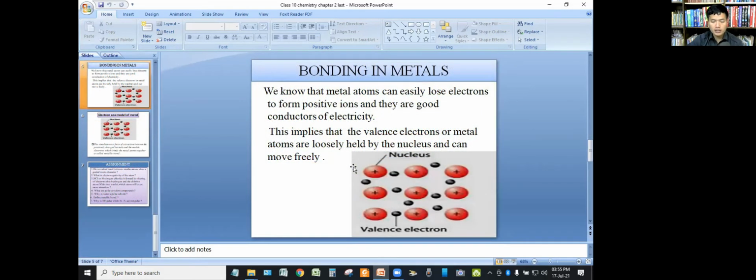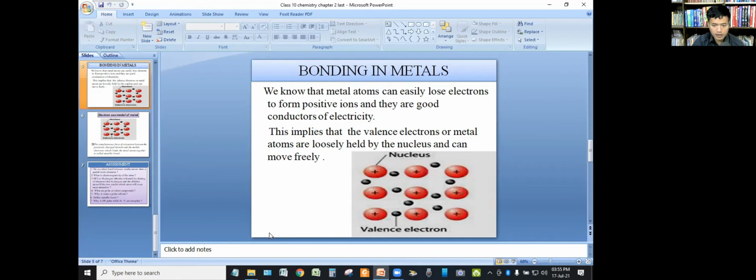Now let us see bonding in metals. We know that metal atoms can easily lose electrons to form positive ions, and they are good conductors of electricity. We know that in metal bonding, metal atoms lose electrons in order to be stable. From the previous chapter also, we know that most metals lose electrons in order to be stable, and non-metals gain electrons in order to be stable. And we also know that metals are good conductors of electricity.